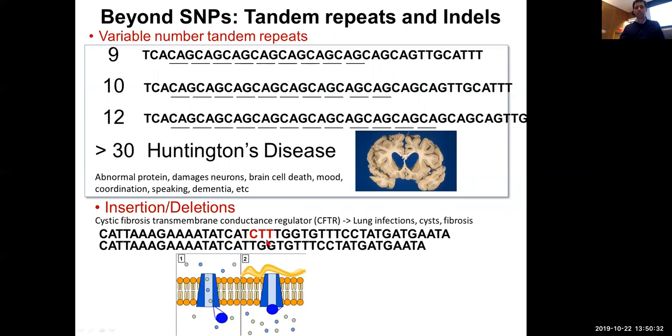Cystic fibrosis is an example of an indel. The cystic fibrosis gene, CFTR, leads to lung infections, and the mechanism is this indel, which changes the length of that protein.